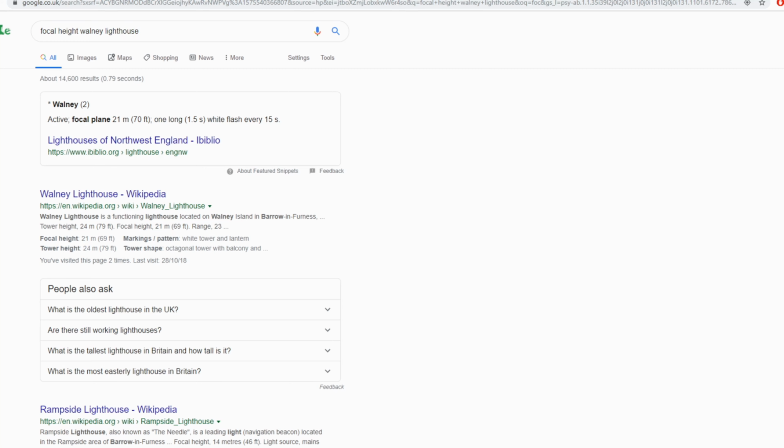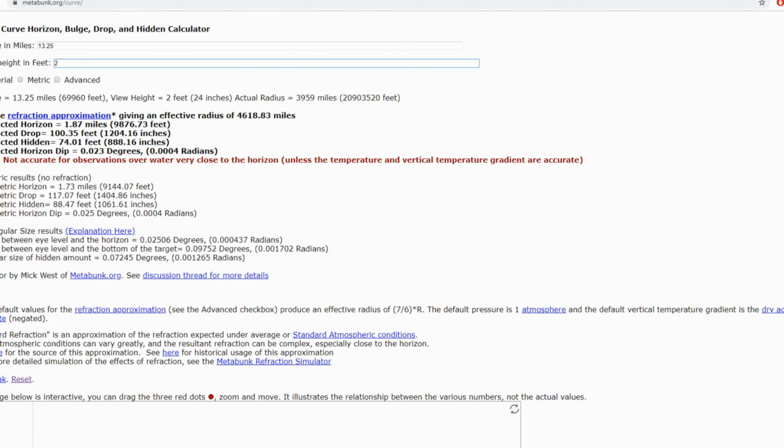Now let's put those details into a curve calculator. So looking across water, which is being acted upon by gravity, pulling it at 7.98 inches per mile squared around and around and around, what we get is a hidden geometric of 88 feet, and including refraction, which we all know is nonsense, 74 feet.